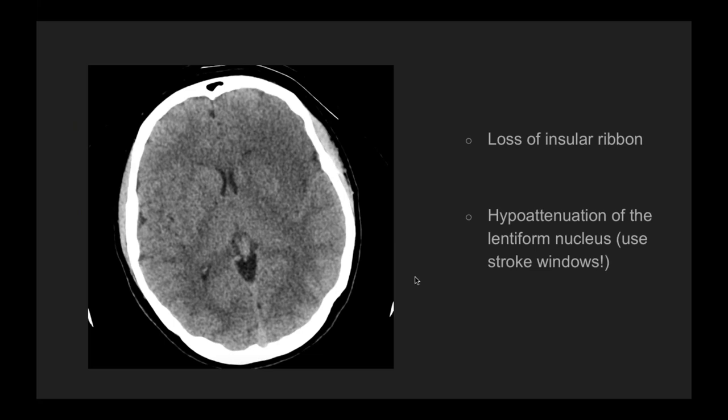Now, this is the same patient, but the CT was taken maybe 3 hours later, and you can start to see that this left-sided lentiform nucleus looks quite hazy compared to the right side, and also you've started to see this loss of differentiation of the grey and white matter, and soon you're going to get a wedge-shaped infarct here.